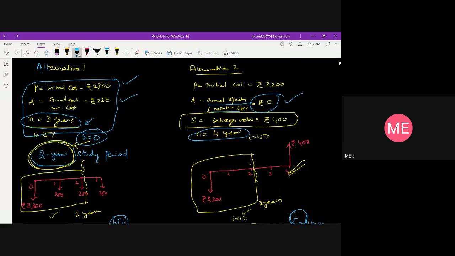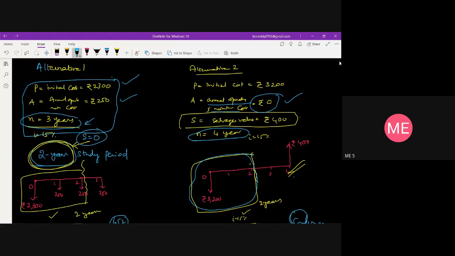And here he has given the salvage value at the end of the 4th year. Of course, the salvage value will always be taken into consideration at the end of the useful life. Useful life is here 4 years. But when you calculate the present worth in this case, by using the 2-year study period method, I am assuming only 2 years for the calculations, right?